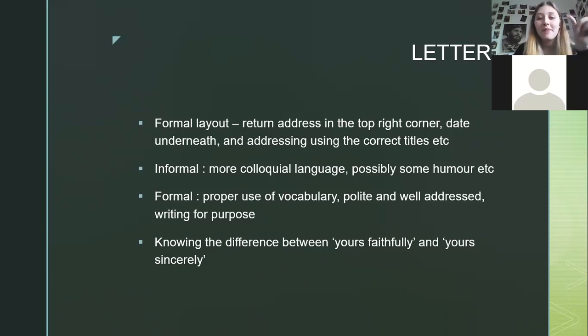So if you say sir or madam, you say yours faithfully at the bottom. And if you say like, oh, dear Mr. Smith or something, or dear Tom if it's a friend, yours sincerely at the bottom. That's it. Yours faithfully for a sir or madam, yours sincerely for a name. I don't know why I remember that, but I just always have.